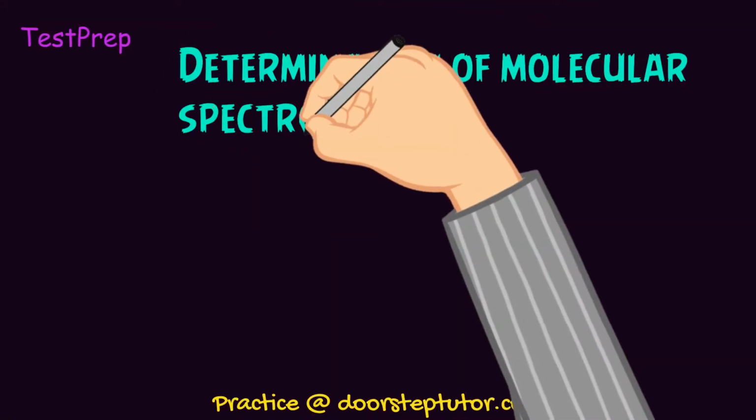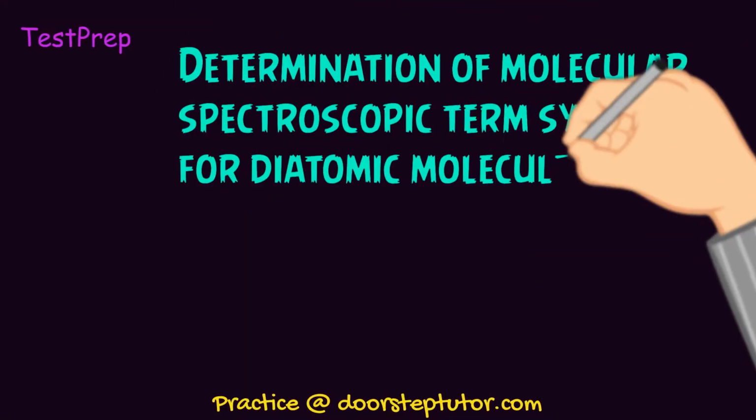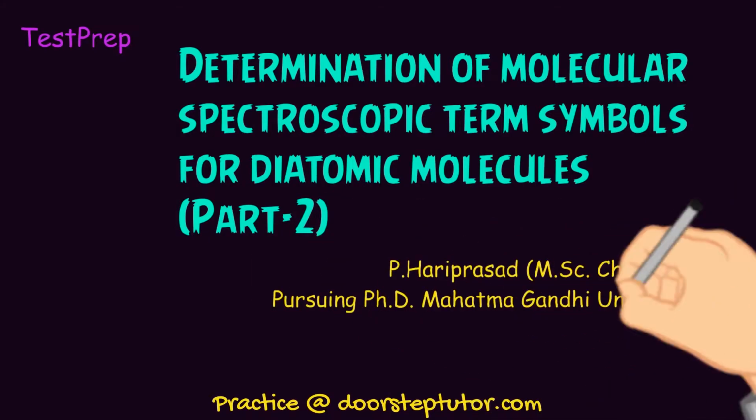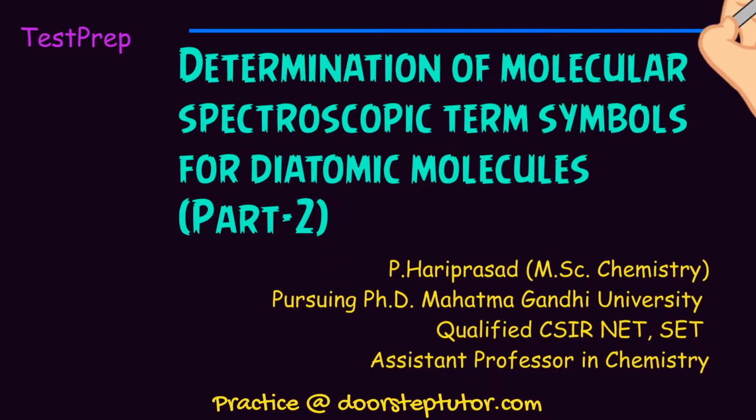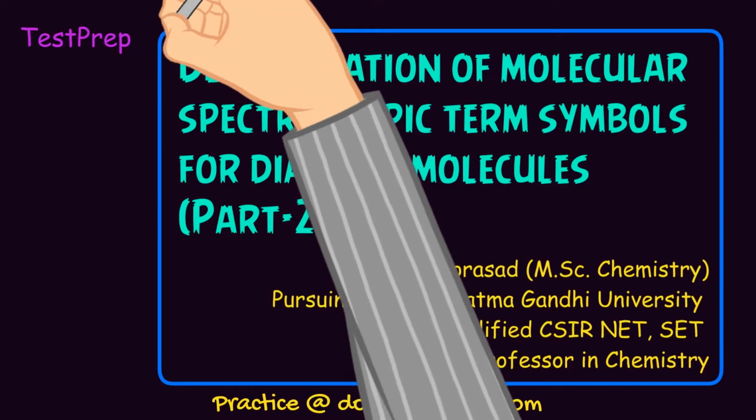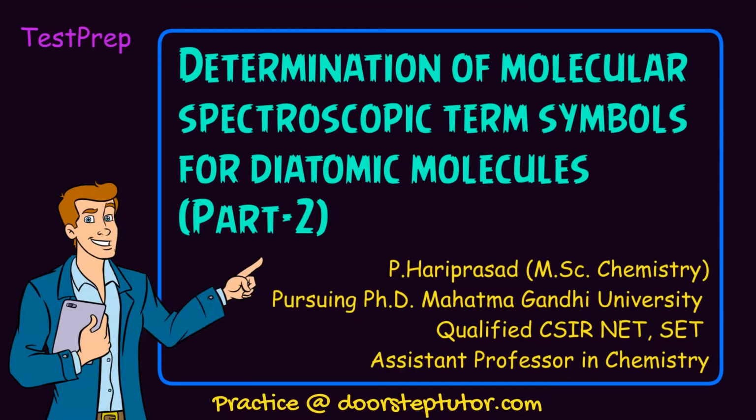Determination of molecular spectroscopic term symbols for diatomic molecules. This is very, very important for CSIR, UGC NET, IIT JAM, GATE, and state level eligibility tests. So we will move towards the various examples for these diatomic molecules.